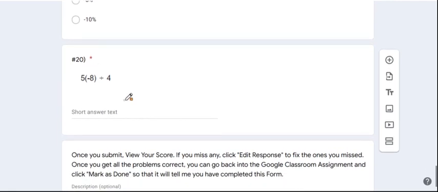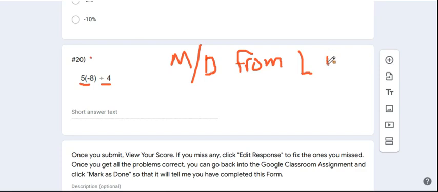Okay, number 20 right here, be sure you follow order of operations. I have 5 times -8 divided by 4. Okay, so be sure that you follow order of operations. This is multiplication. Of course, this is division. Remember that we multiply and divide from what direction to what direction? From left to right. Okay, so be sure you go from the left side of the expression to the right side of the expression.